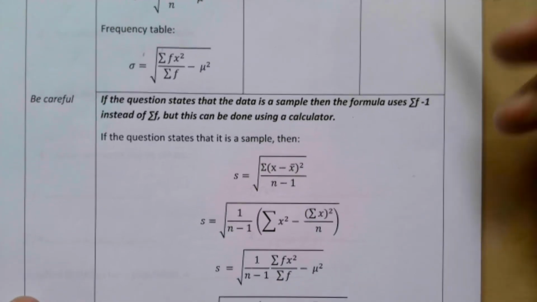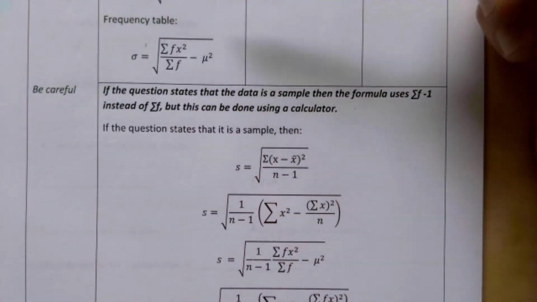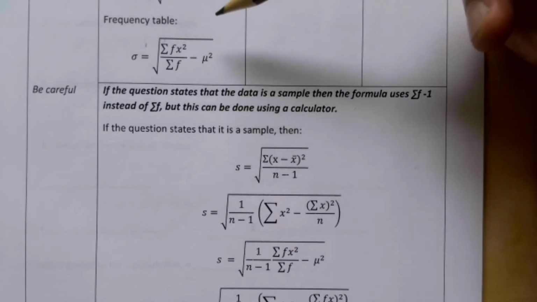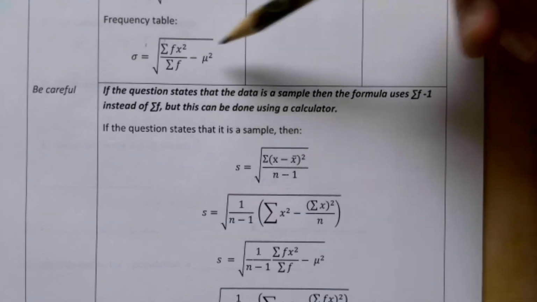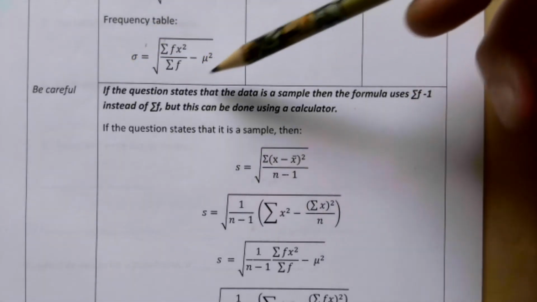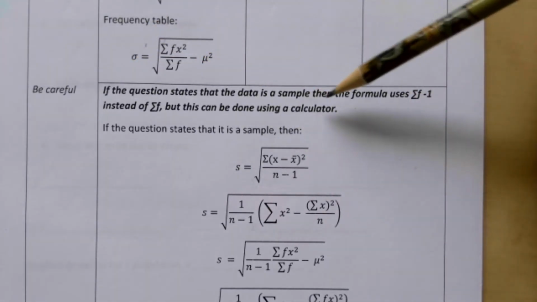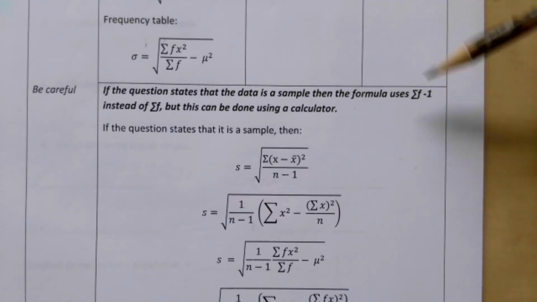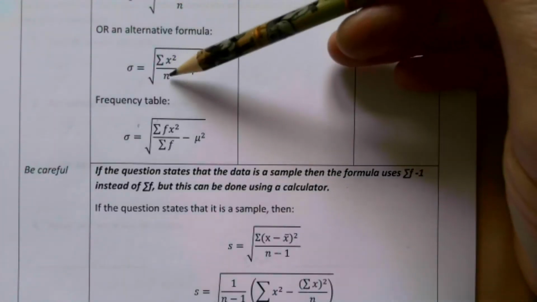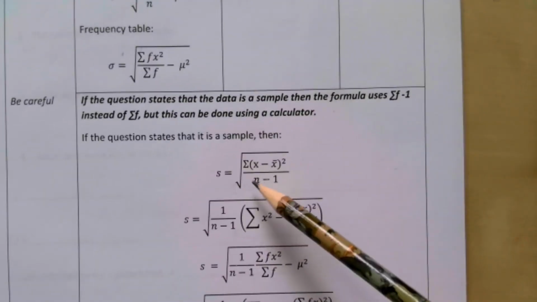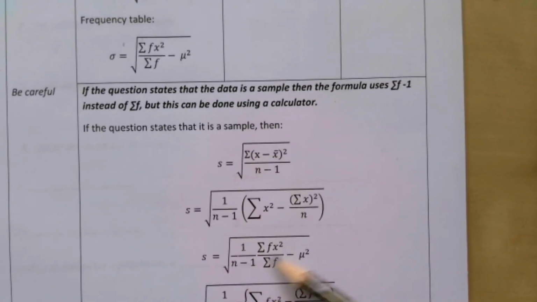One thing worth a mention right now is that in a lot of your questions it's population or sample. Population means everything, as in the whole amount of data you used, whereas with a sample, you've only taken a sample. So if the question states that the data is a sample, then the formula used is sigma f minus 1. So instead of dividing by the amount of numbers that there are, which we're doing in this one here, you take 1 away from that and you're dividing by n minus 1.